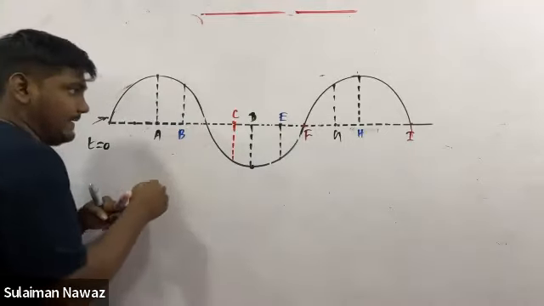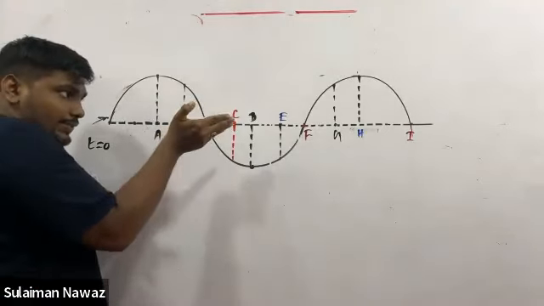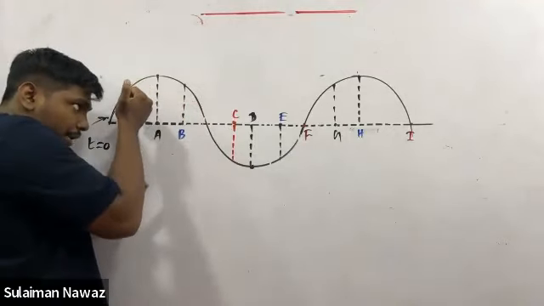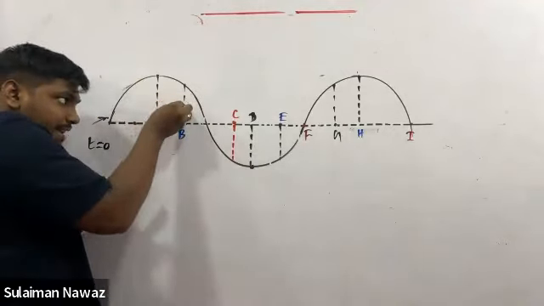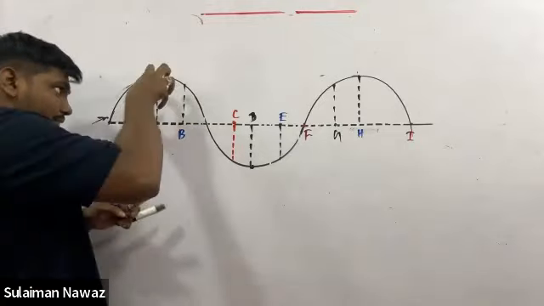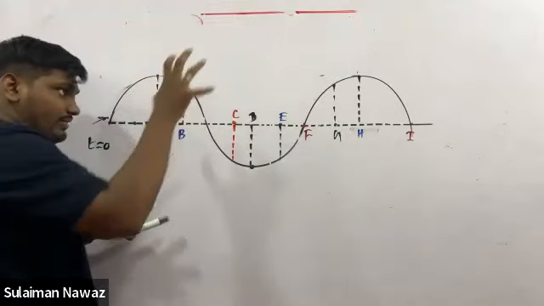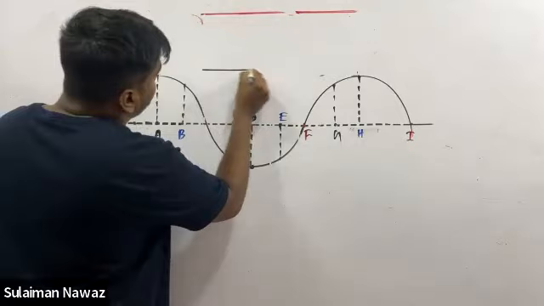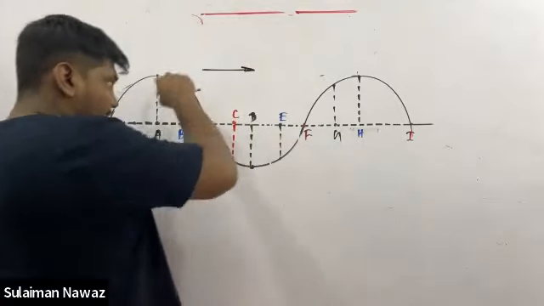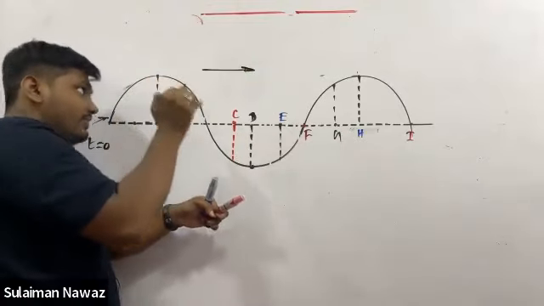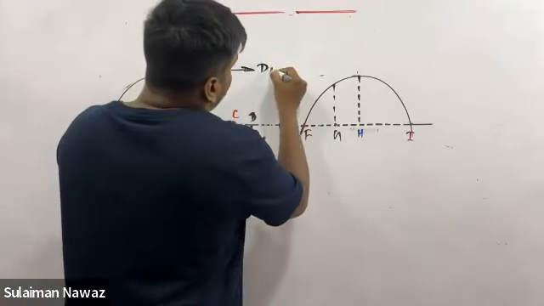Now you should understand, these transverse waves continuously propagate from one point to another. Let's say this transverse wave propagates to the right side direction. This is the direction of wave propagation. That means energy is propagating to the right side direction.